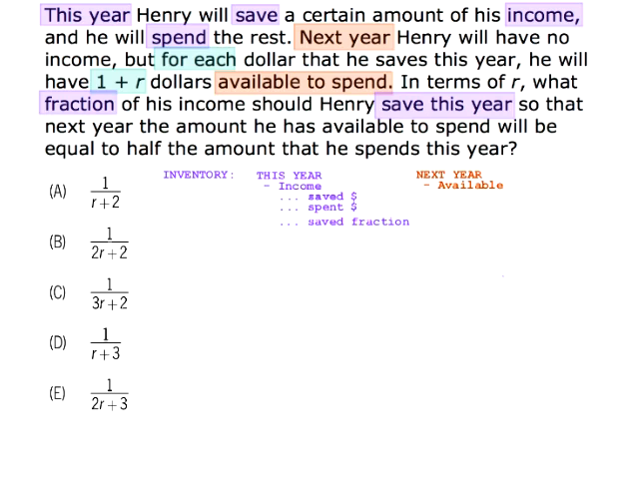So, all right, this year we have income. And then that's going to be a fraction saved. So then dollars saved, and then dollars spent. And then next year available. And that's it.